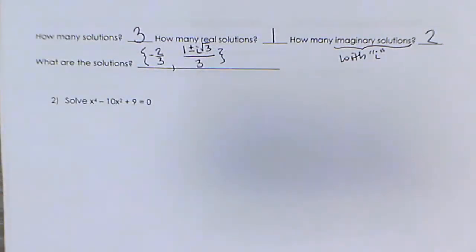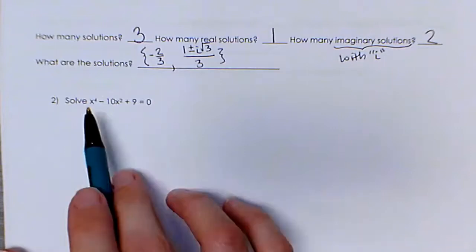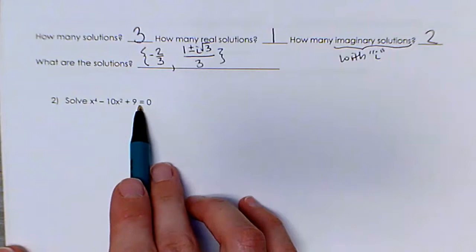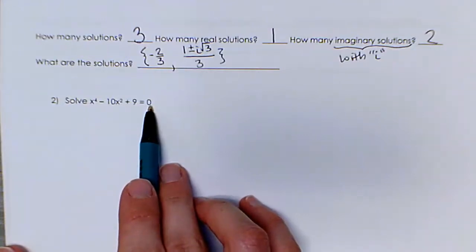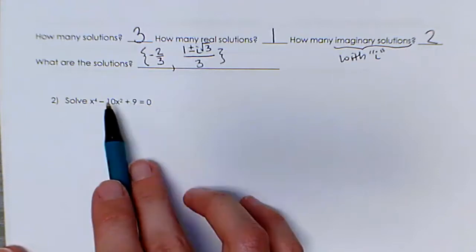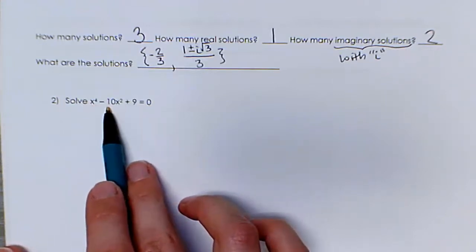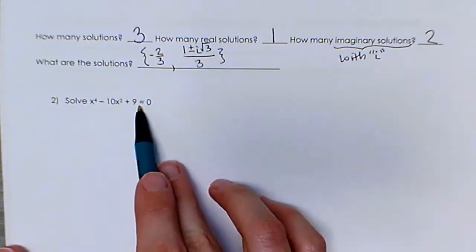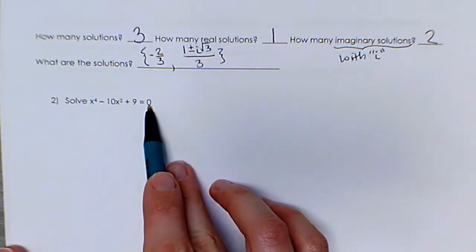So let's look at number 2. Number 2 says solve x to the power of 4 minus 10x squared plus 9 equals 0. Well, wouldn't it be nice if I could use my zero product property? And of course I can. If I can write this polynomial in its factored form, then I can get things that multiply by each other to get 0. So let's go ahead and try and factor this.